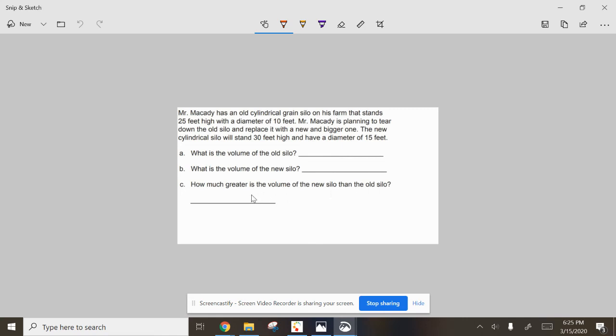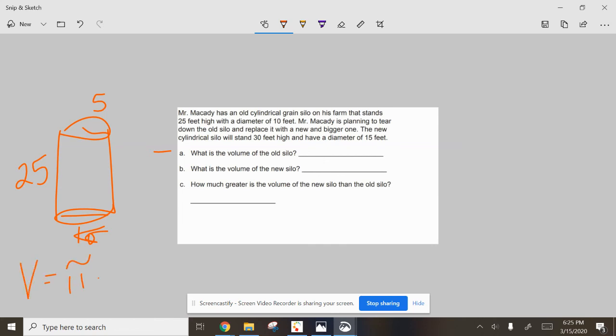So the question's not too tough, but you have to break it down. Okay, let's do this one over here. We have a silo over here, and we got what? It's going to be 25 feet high with a diameter of 10. So can I just right away say it's a radius of 5 and not even mess with the 10? Okay, so my volume is going to be pi times radius squared times 25.